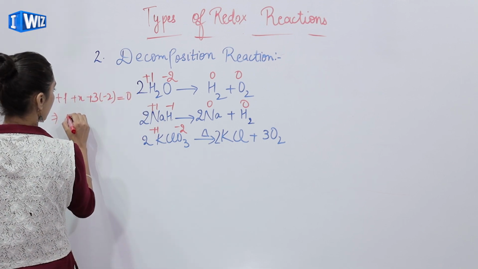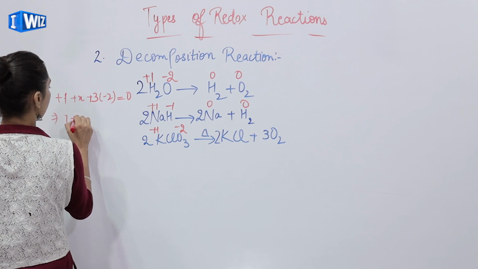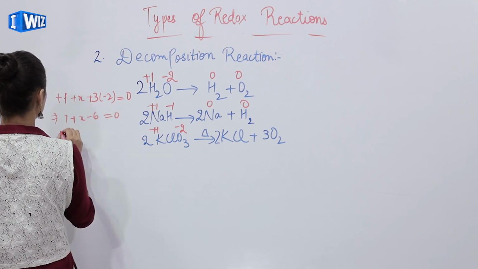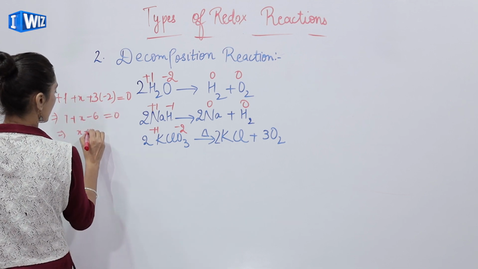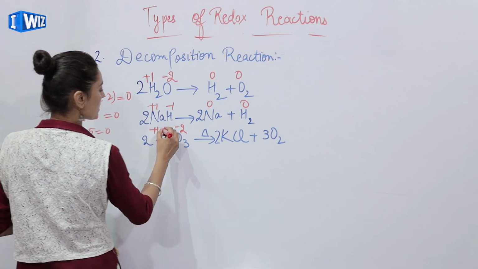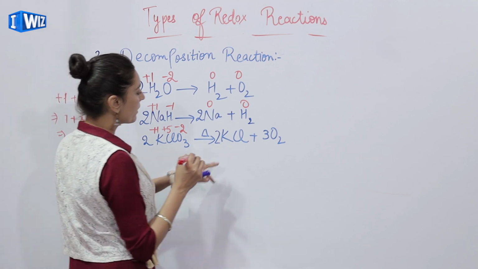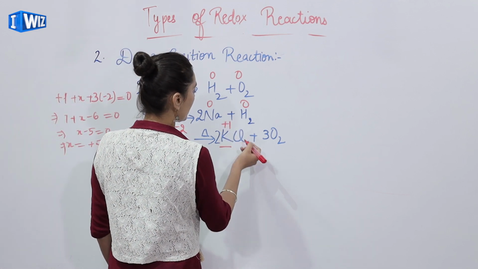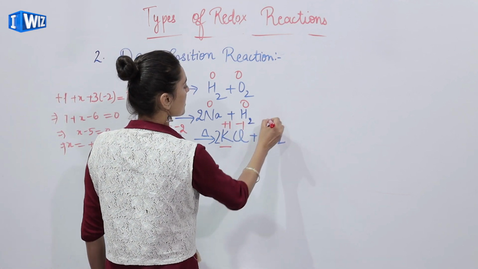This implies 1 plus x minus 6 is equal to 0, and x minus 5 is equal to 0, so x is equal to +5. So can I write here +5? Yes. Moving ahead, potassium again +1 and chlorine here -1, oxygen in the 0.